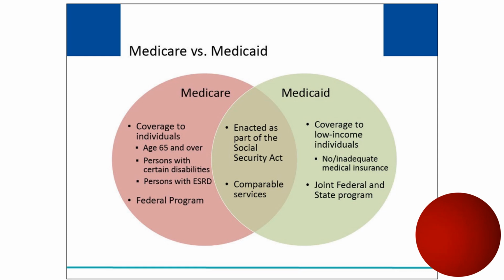Medicare versus Medicaid. People often confuse Medicare with Medicaid. They are two entirely different programs. Medicare and Medicaid were both enacted as part of the Social Security Act, and the programs provide comparable services. Medicare provides health insurance coverage to individuals who are age 65 and over, under age 65 with certain disabilities, and individuals of all ages with end-stage renal disease.